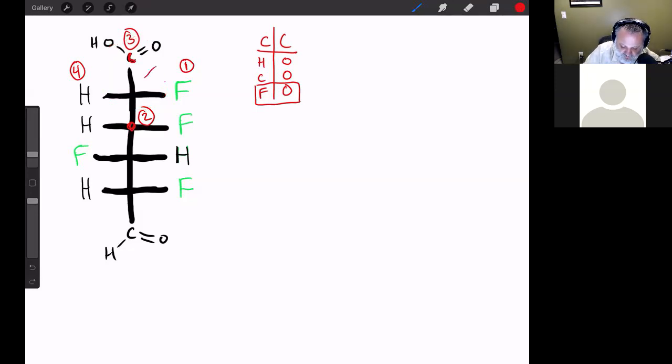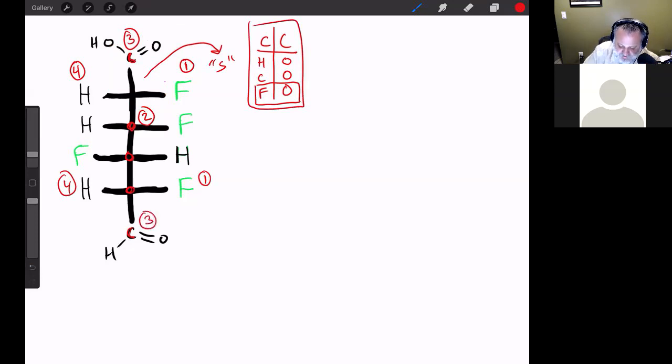So this is an actual configuration that is S. What about, let's do the one at the very bottom. Let's do this carbon. Well, I've got fluorine as the number 1 group. Hydrogen is the number 4 group. I've got this carbon and this carbon to deal with. And I'll actually end up with the exact same list. So that means that I know that this is carbon number 3.